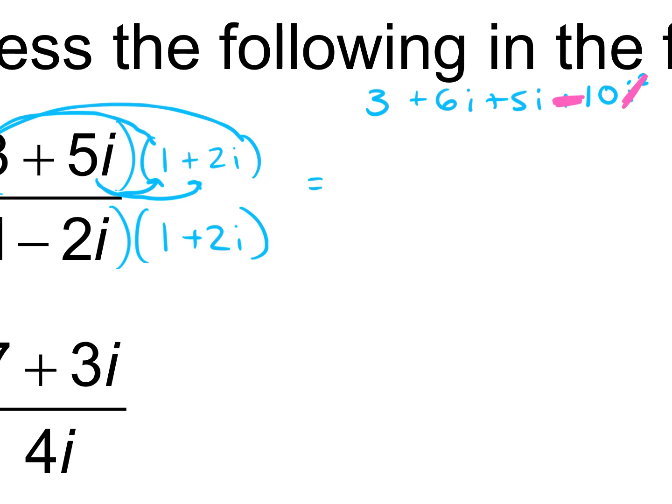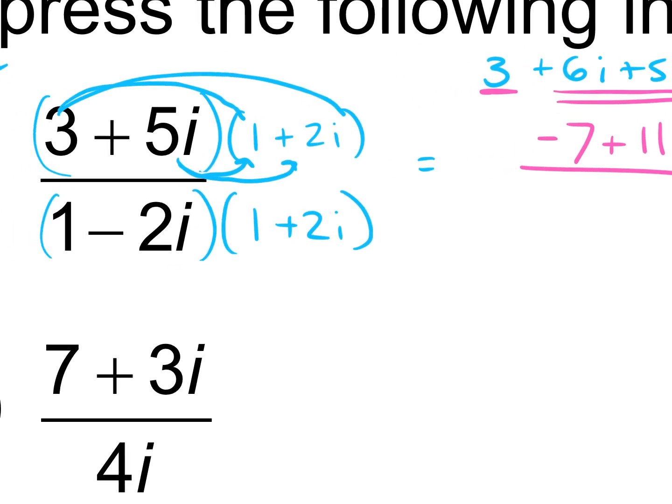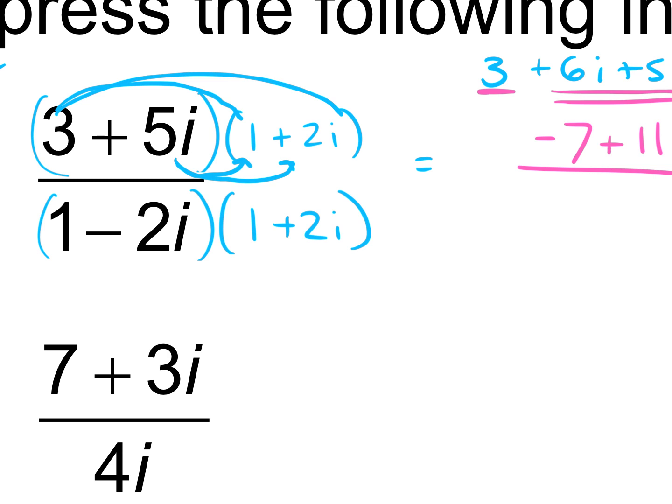Let's simplify our numerator a little bit by combining like terms. What's 3 minus 10? Negative 7. And 6i plus 5i? Plus 11i. So that would be our numerator. Now let's multiply the denominator.